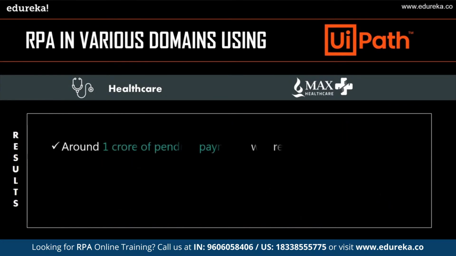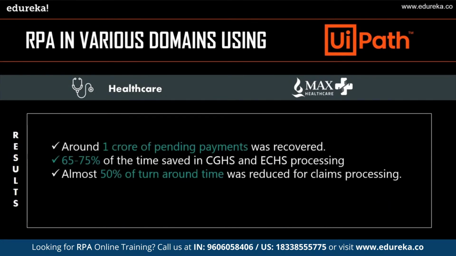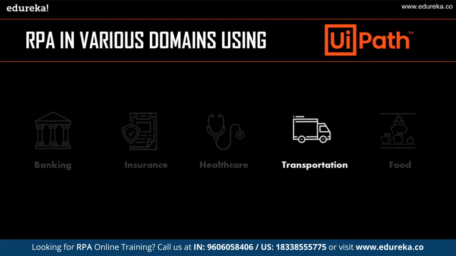So the results of Max Healthcare using UiPath was that around 1 crore of pending payments were recovered. Around 65 to 75% of the time was saved in CGHS and ECHS processing, and almost 50% of turnaround time was reduced for claim processing. So that's how, guys, RPA is used in the healthcare industry. Now let's move on to the next industry, that is RPA in transportation.